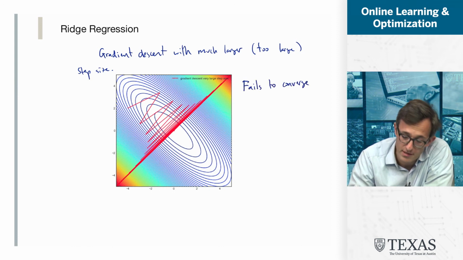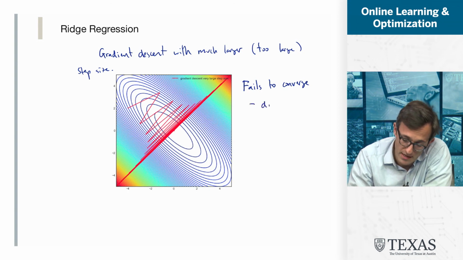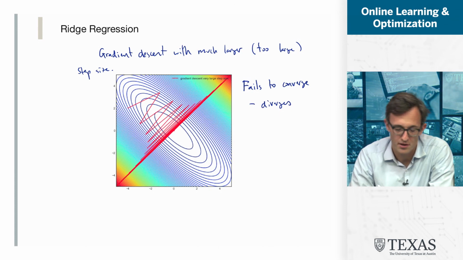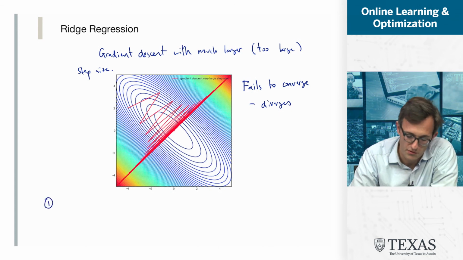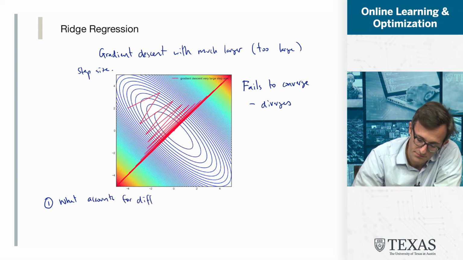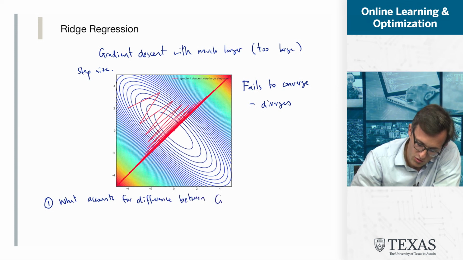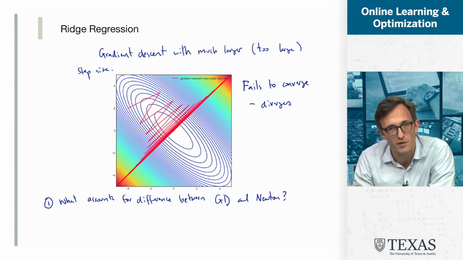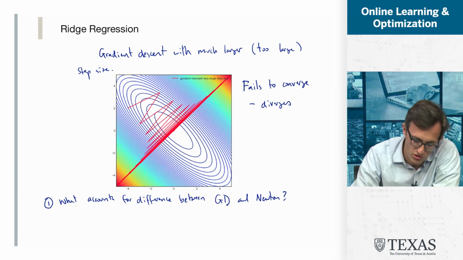In fact, not only does it fail to converge, it actually diverges. So the questions that we should be asking here are, first of all, what accounts for the difference between gradient descent and Newton? You saw that it's not just that one is faster. They're actually doing very different things. They're moving in different directions.